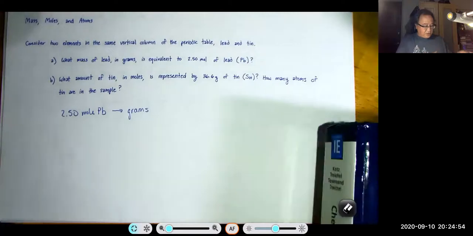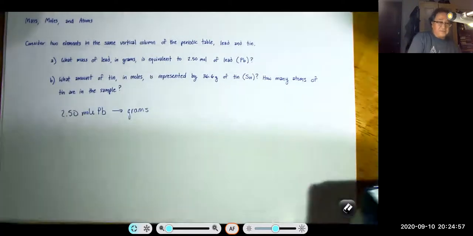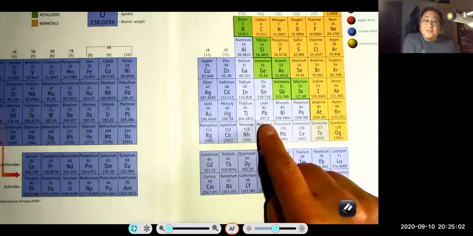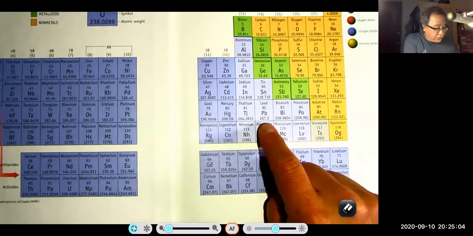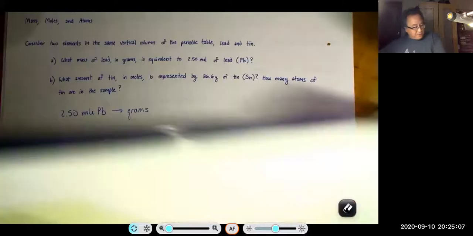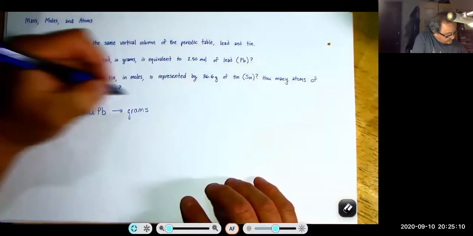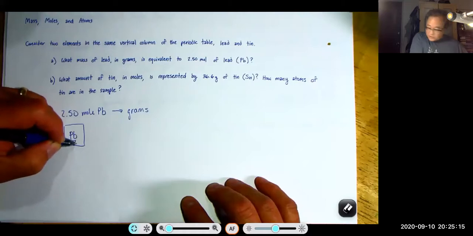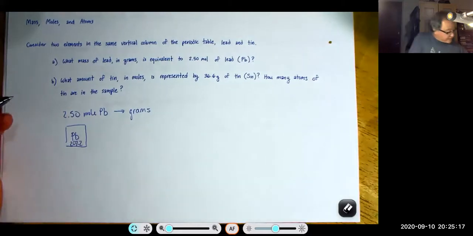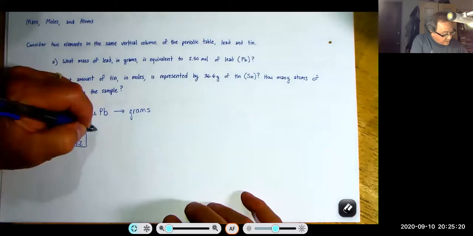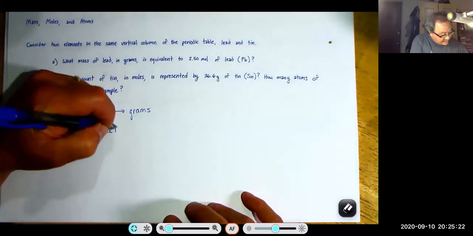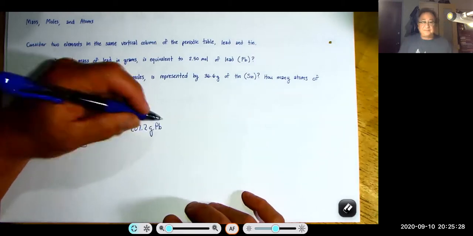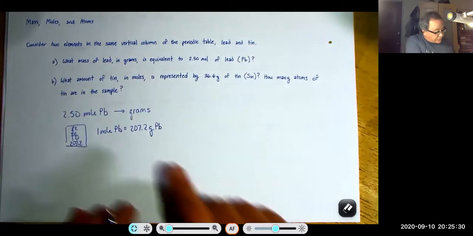So here's our book. Here's the periodic table. Let's find lead. And it looks like lead is right there, 207.2. So that means from our periodic table, lead is 207.2, and the number on top is 82. This means that 1 mole of lead is 207.2 grams of lead. So that's what we're going to use to convert.